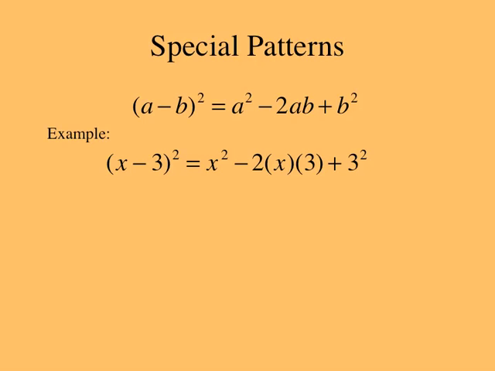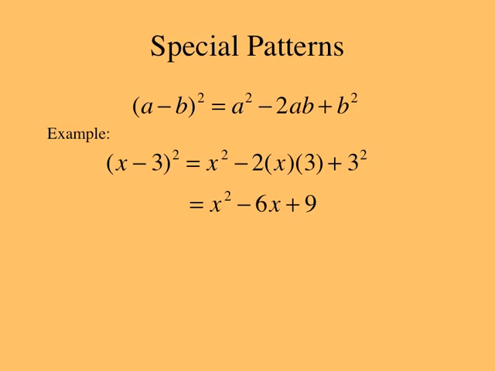If we multiply that out using our pattern, in this pattern, a goes with the variable x and b goes with the constant 3. So when we replace a and b in our pattern with x and 3, we see that this multiplies out to x squared minus 2 times x times 3 plus 3 squared. When we simplify that middle term, negative 2 times 3 is negative 6. So this gives us x squared minus 6x plus 9.